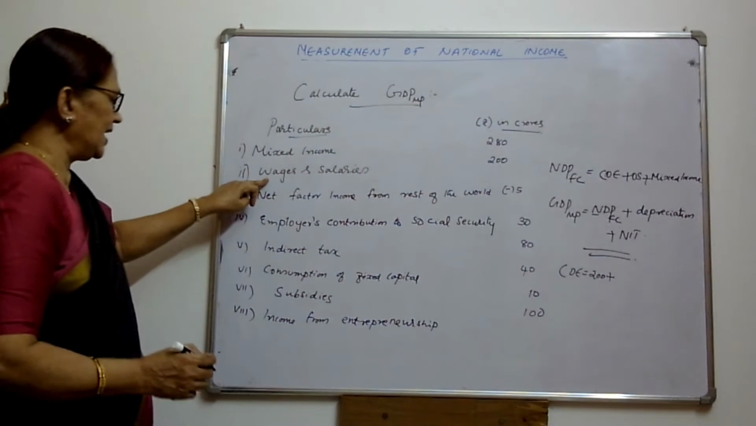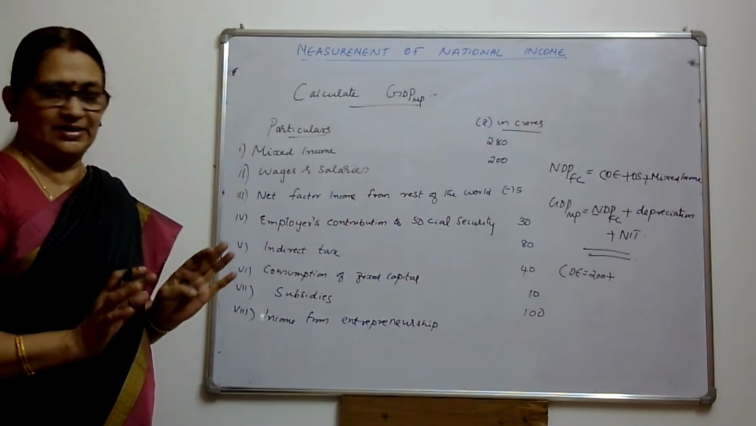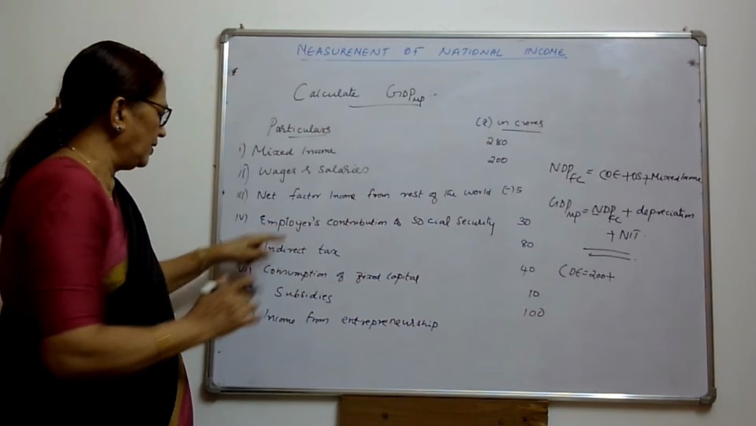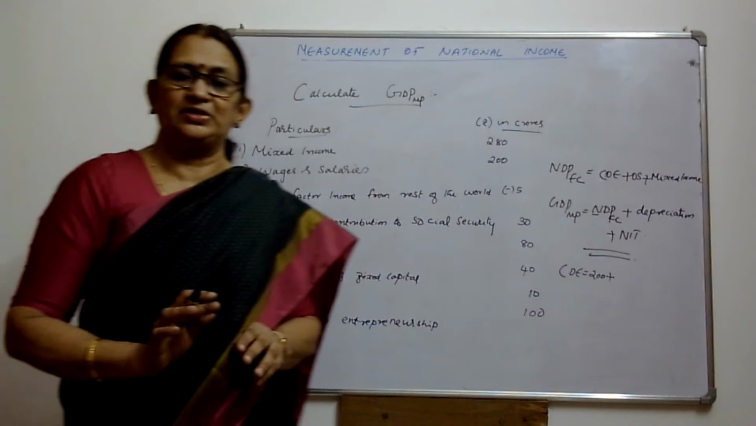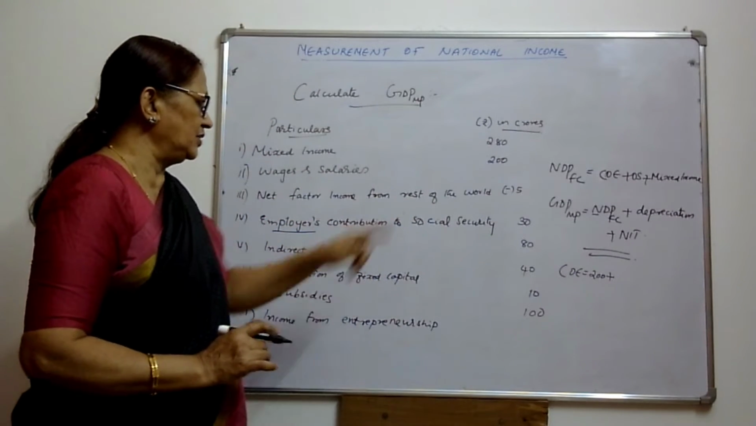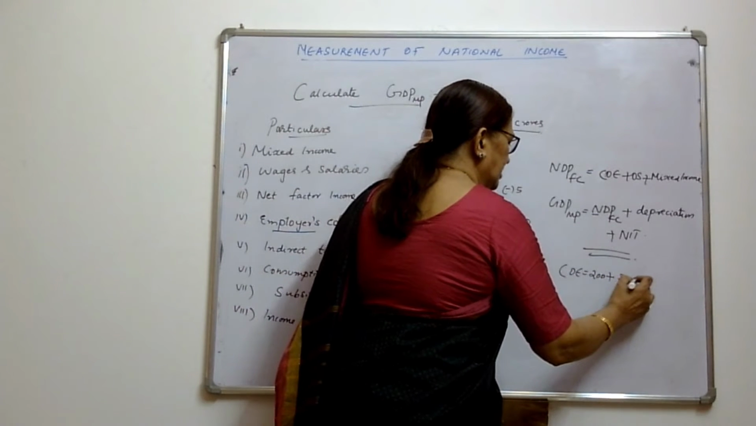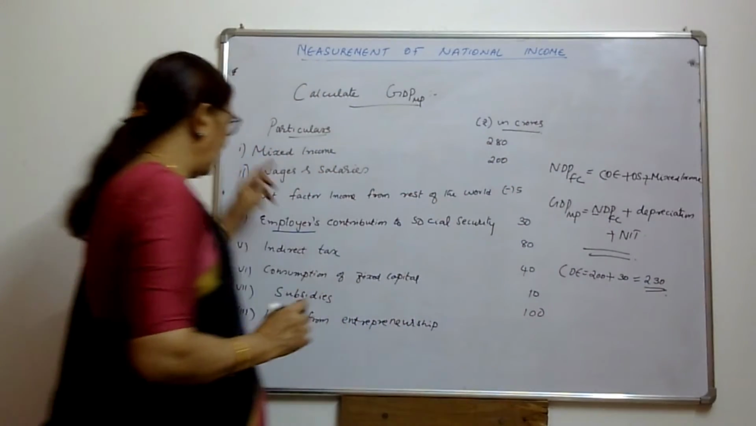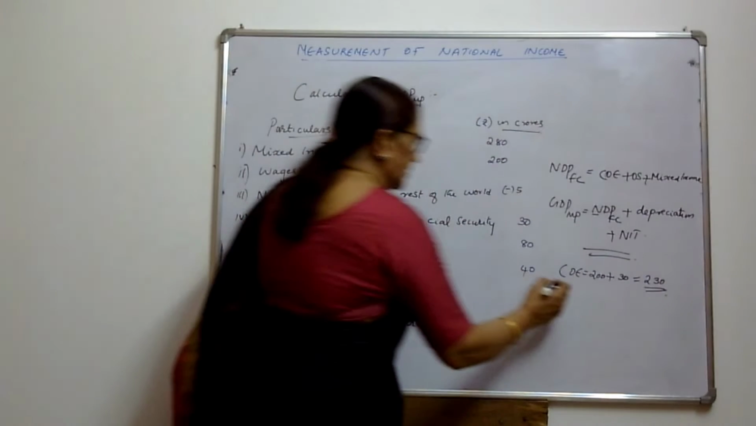Now wages and salaries given, so it includes in cash and in kind. Then the next component is employers' contribution. If it is employees' contribution, we won't include it. Employers' contribution to social security is 30. So compensation of employees is 230.